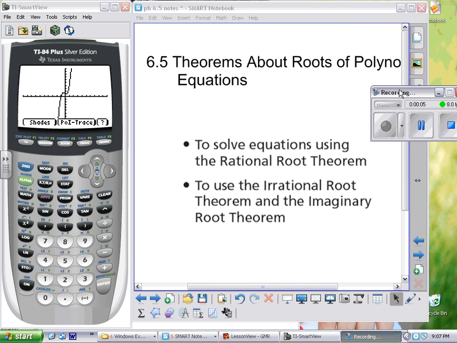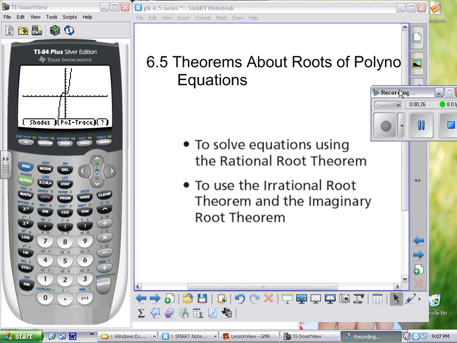This is Mr. Roderick, and we're going to talk about 6.5, which is theorems about roots of polynomial equations. Basically, we can solve cubics if they're nice, in other words, sum and difference of cubes. But right now, we're going to learn how to handle all these other situations, for example, like what we have in our picture here. I'll give you the equation of that in just a second.